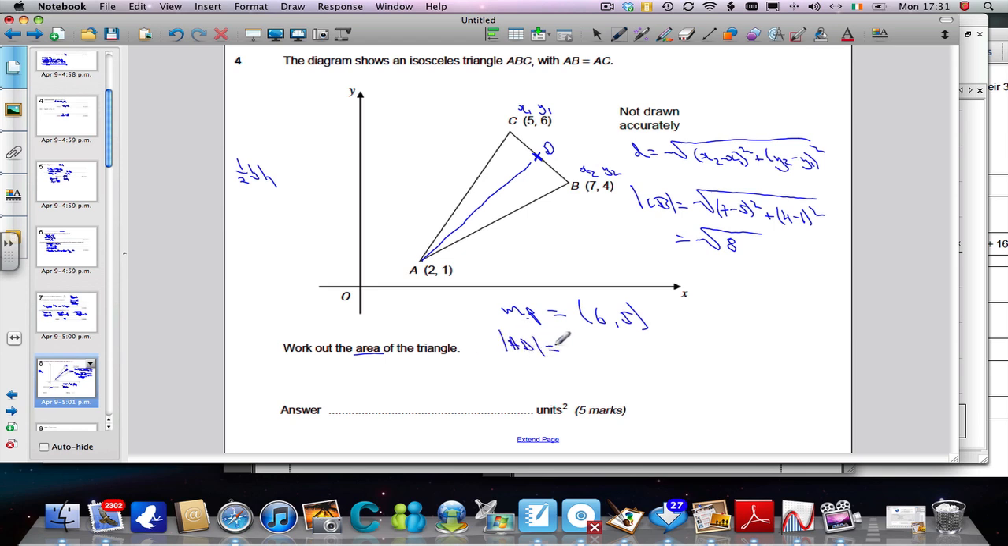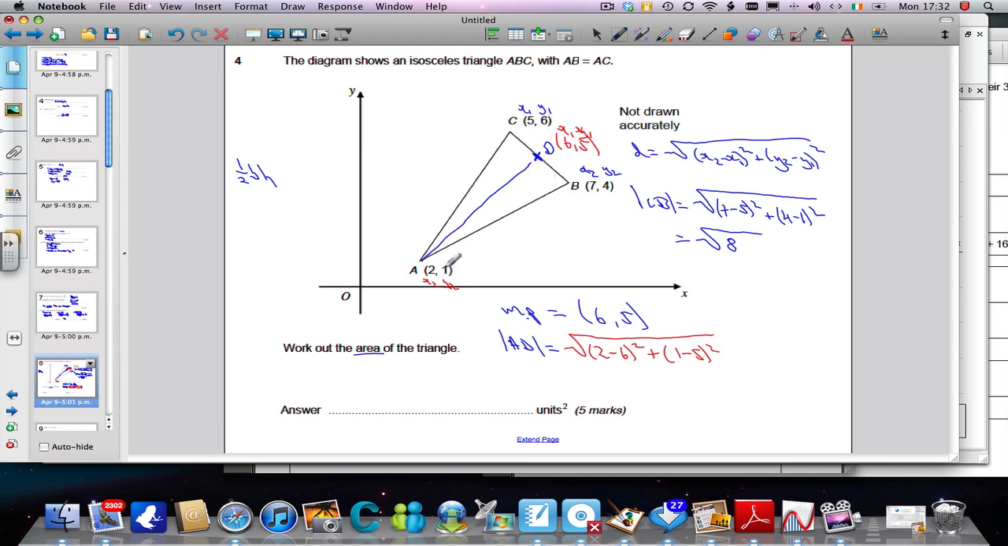AD is going to be equal to, let me change colored pens here. D is 6 and 5, and this is 2, 1. So let's call this x1, y1, and this can be x2, y2. Right, so we're going to take the square root of x2 minus x1, so 2 minus 6 to be squared, plus the difference in the y's, 1 take away 5 to be squared.